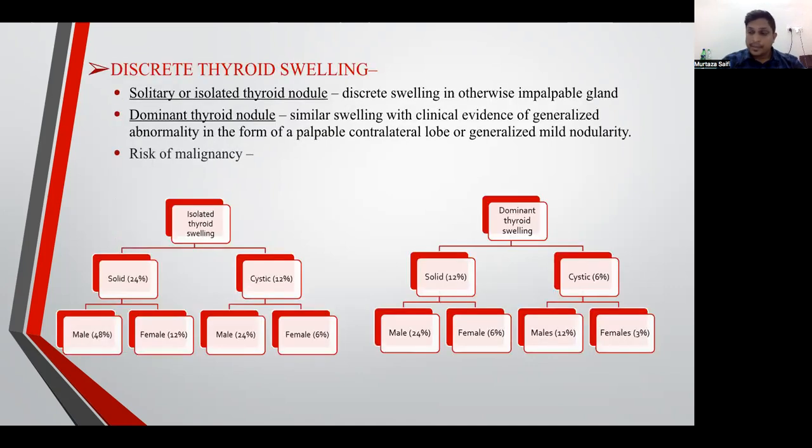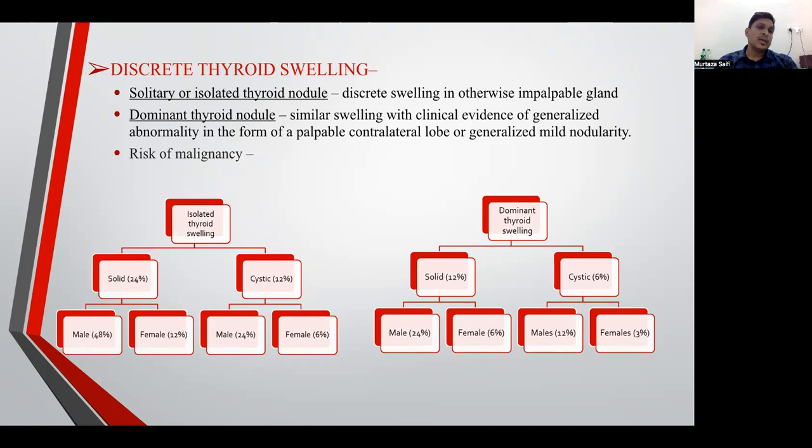Now, discrete thyroid swelling. Solitary or isolated thyroid nodule: discrete thyroid swelling in an otherwise impalpable gland. Then, dominant thyroid nodule: similar swelling with clinical evidence of generalized abnormality in the form of a palpable contralateral lobe or generalized mild nodularity.